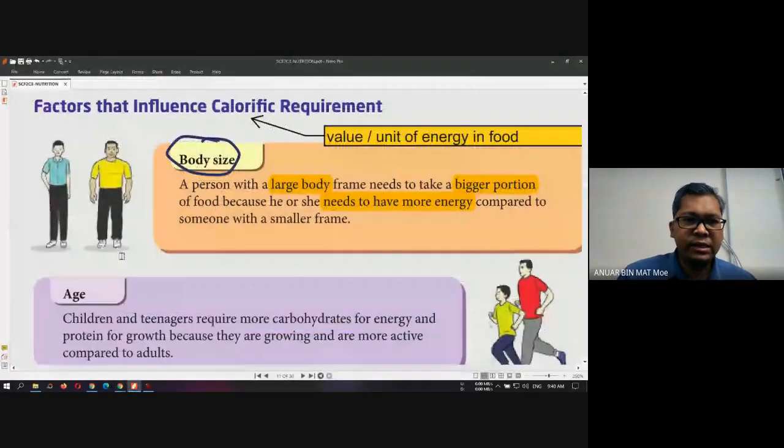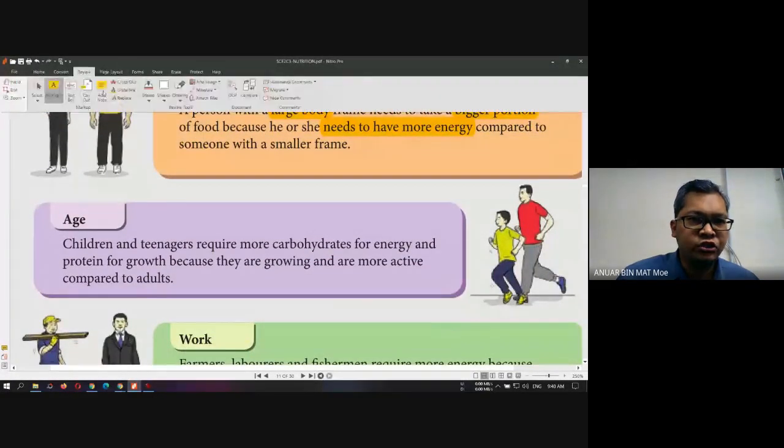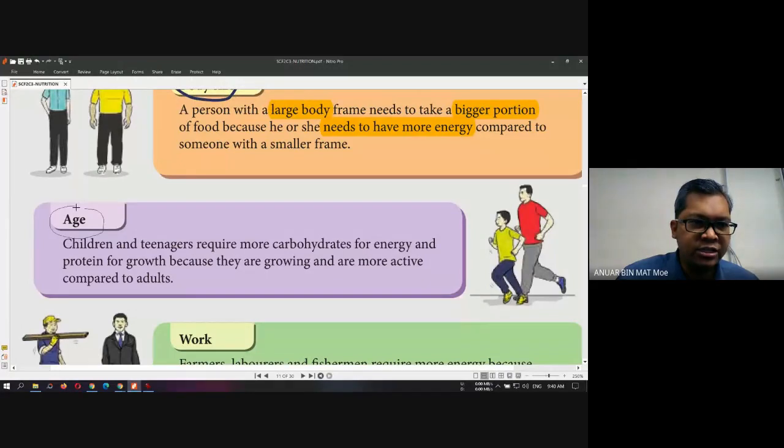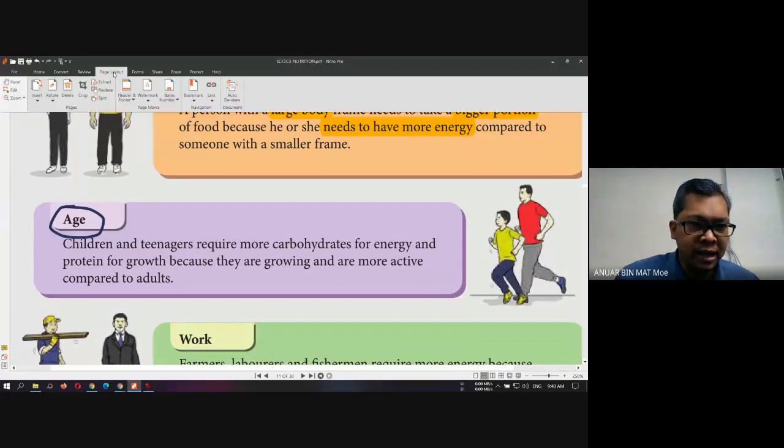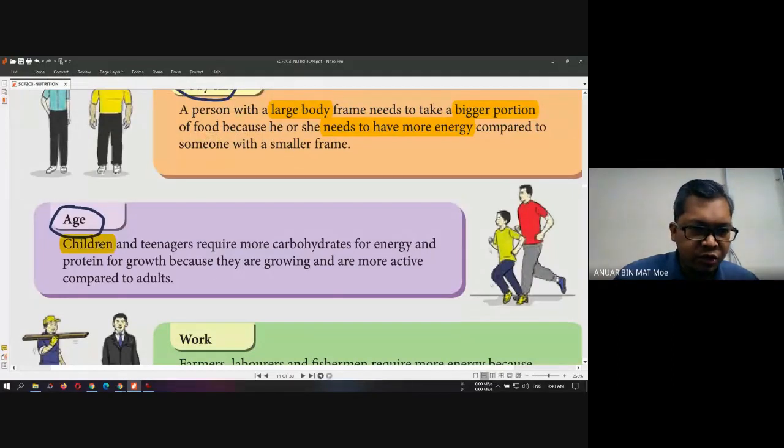So the next one, the second factor, is age. The age here means that children and teenagers require more carbohydrate for energy and protein for growth than adults.